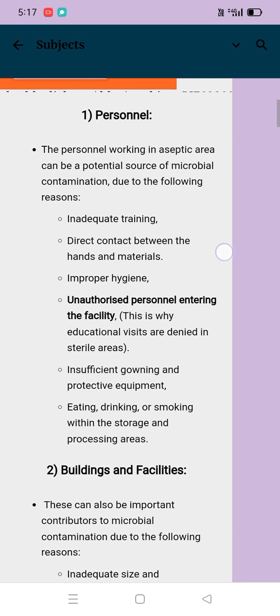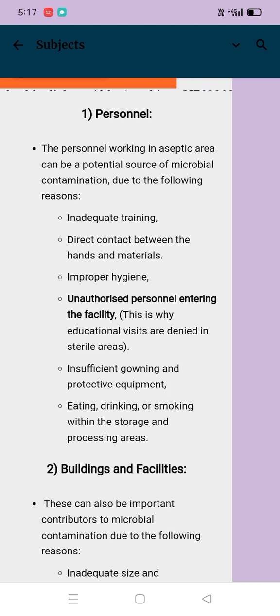Coming to the personnel, the person working in the aseptic area should also be sterile. Contamination occurs if a person has inadequate training, that means training is not given properly, and he is not following GMP practices, or there is direct contact between the hands and materials, or improper hygiene, or an unauthorized person entering the facility, and insufficient gowning, that means not wearing proper dress and equipment, and eating, drinking and smoking. If you do these, there is a chance of contamination. So the person should be very sterile. We should avoid all these things.